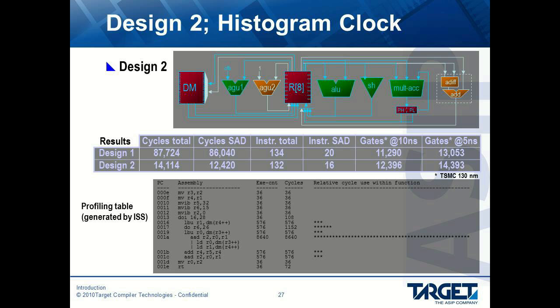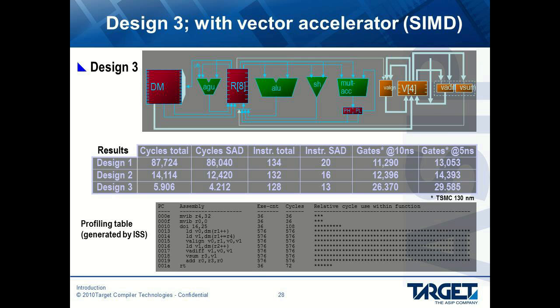By reviewing the histogram again of Design 2, we see there's an area of code that is still using way too many clock cycles. We're going to make some hardware changes and run this again. In the interest of time, we've added another data memory port. We've gone to vector accelerator, a SIMD architecture, and you can see that the total cycles have gone down to 5,906, and the gate count has just about doubled to 29,000.